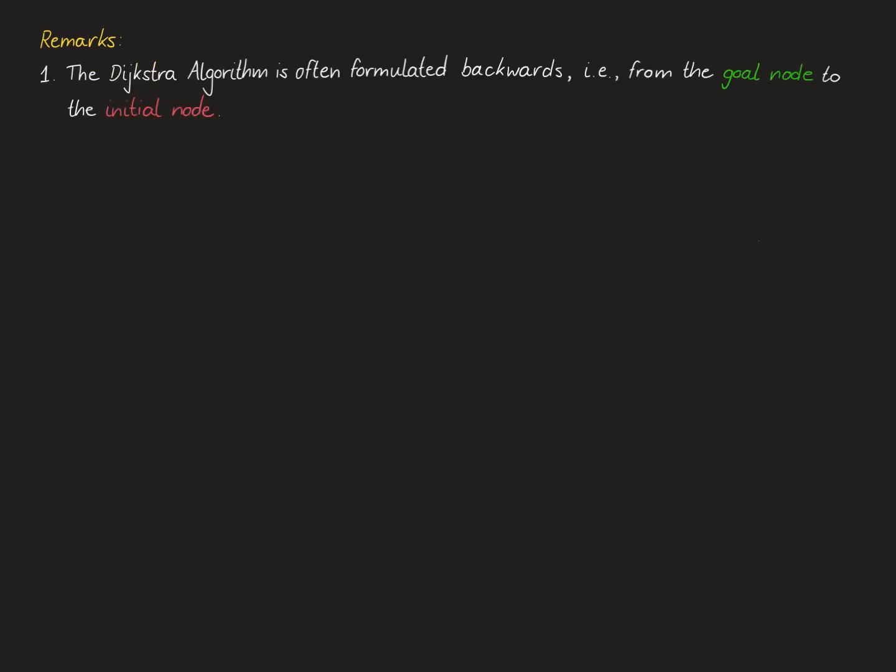Now, two final remarks about this approach. First, if you look at a lot of textbooks and scientific literature, the Dijkstra algorithm is often formulated backwards, meaning from the goal node to the initial node, instead of from the initial node to the goal node like we did it. In fact, these two formulations are more or less equivalent.